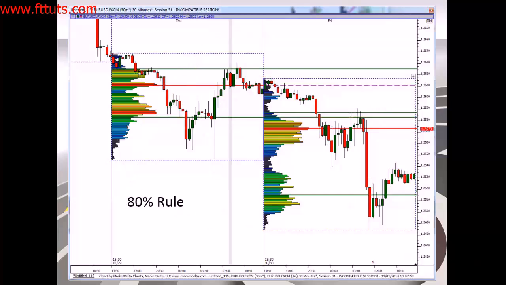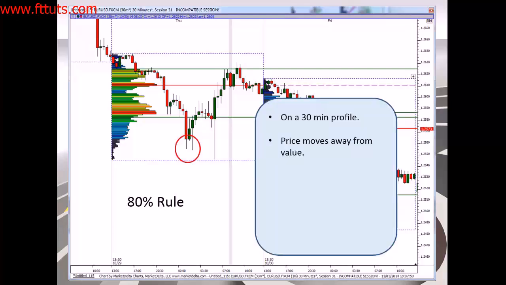All right. Now let us introduce a real simple rule once we have this indicator on our chart. It's a common rule that many profile traders are familiar with, and it's known as the 80% rule. So what does the 80% rule really tell us once we have a profile on our chart? Well, it's quite simple. It says using a 30-minute profile, and note the 30-minute profile is key.